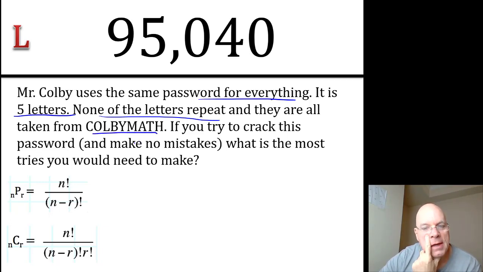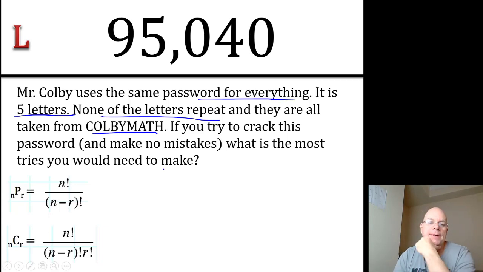Oh, interesting. If you try to crack this password, please don't do that, and make no mistakes, what is the most tries you would need to make? So in other words, if you try every possible password, how many tries will that be?